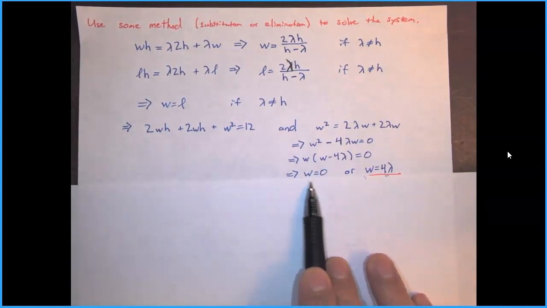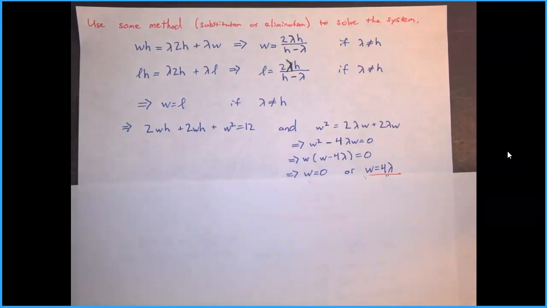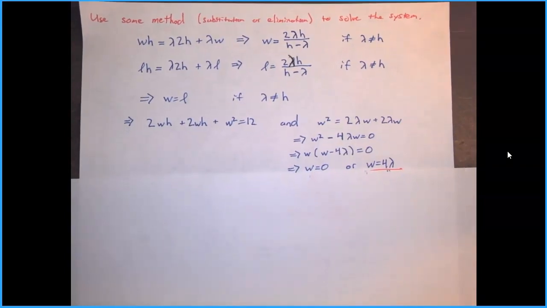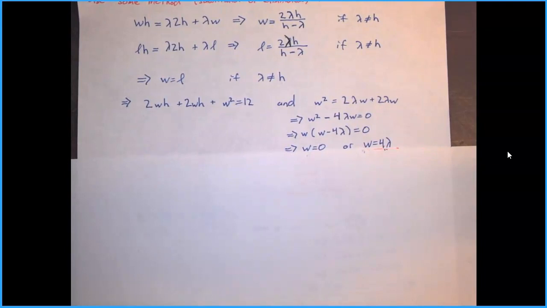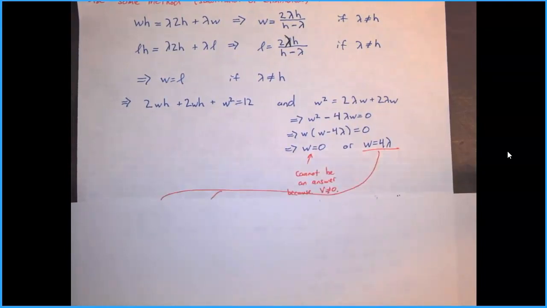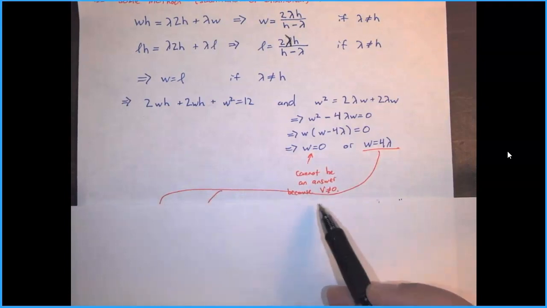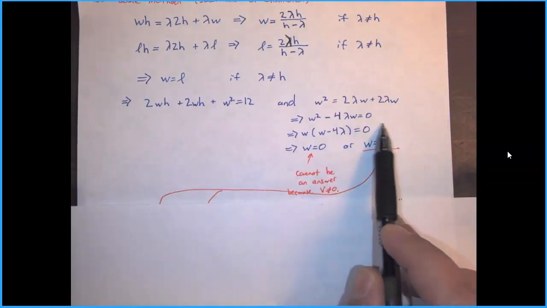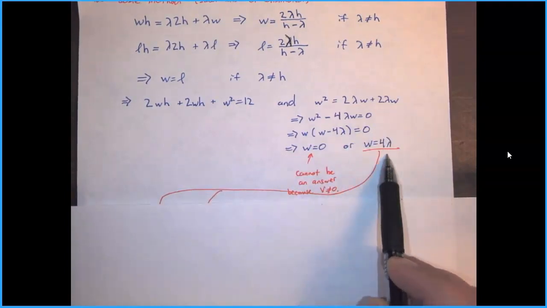And I can throw this answer away. Why? Because in the context of the problem, I'm trying to find the maximum volume. If the width is 0, then the volume is 0. That's not maximizing my volume. I don't want the volume to be 0, so I throw that answer away. W has to equal 4 lambda.